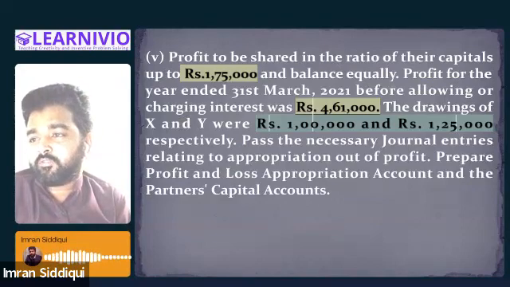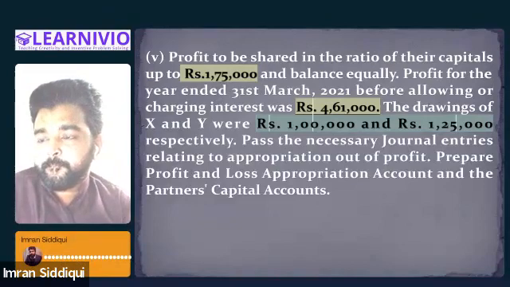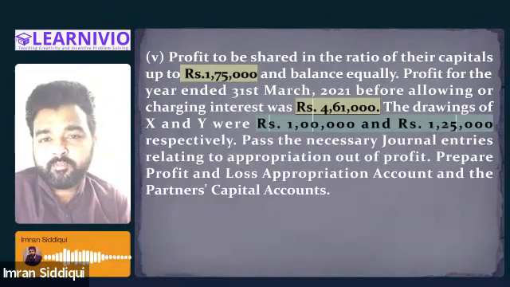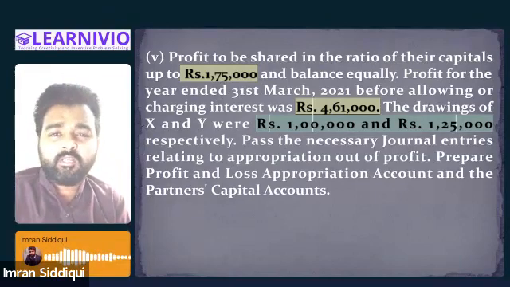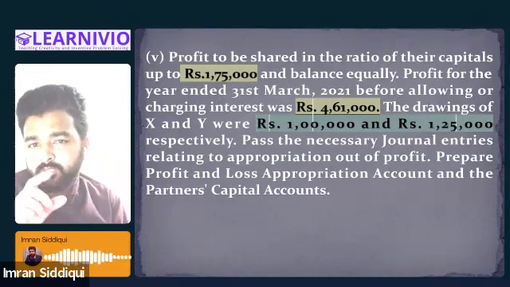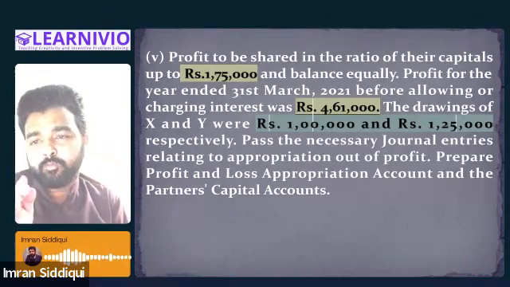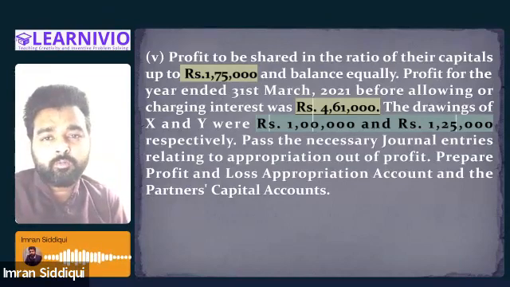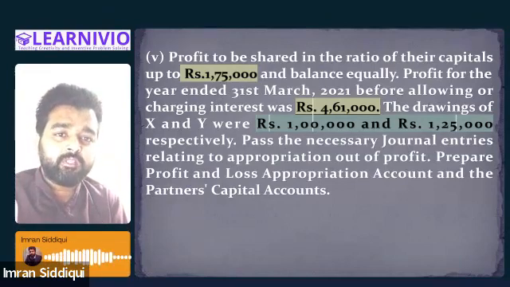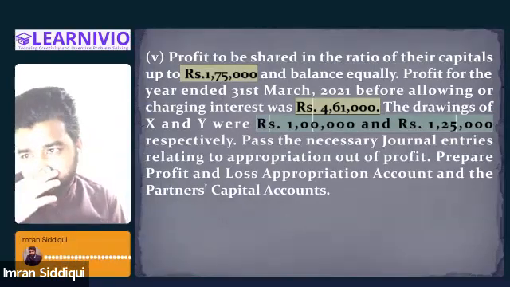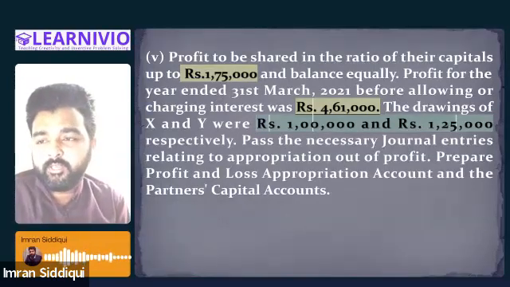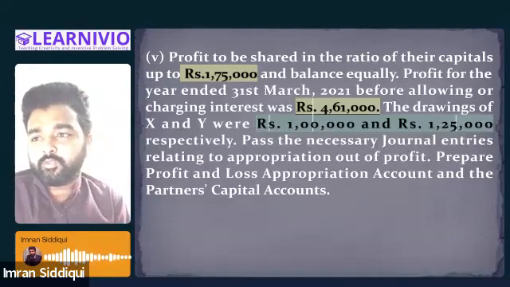Fifth adjustment says profit to be shared in the ratio of their capital up to 1,75,000. So whatever the divisible profit that partners are getting, out of that divisible profit, let's suppose the divisible profit is 3 lakh. So out of that 3 lakh, 1,75,000 is to be distributed among the partners based on their capital contribution. So 1,75,000 will be distributed in the capital ratio. And the remaining amount of profit will be distributed equally. Balance is to be shared equally. All right. So I hope this point is clear.